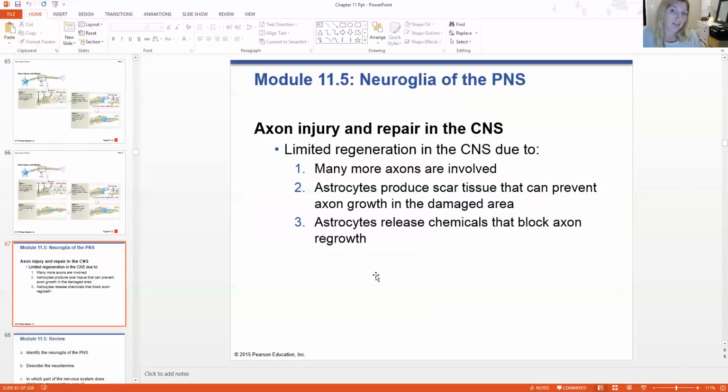Axon injury and repair has very limited regeneration properties in the central nervous system. So there's many more axons involved in the central nervous system. The astrocytes will produce a scar tissue, which can prevent the regrowth of the axons, and they basically are releasing chemicals as well to prevent the regrowth. So those astrocytes are a blocking mechanism to the regrowth of central nervous system axons and neurons. And you might say, well, why would you want that to happen? Well, it really is a protective measurement against tumor formation. It's okay if your brain's missing one or two neurons. It's not okay if your neuron is trying to regrow itself and mutates and turns into a tumor.